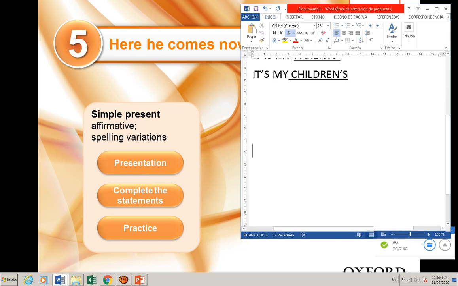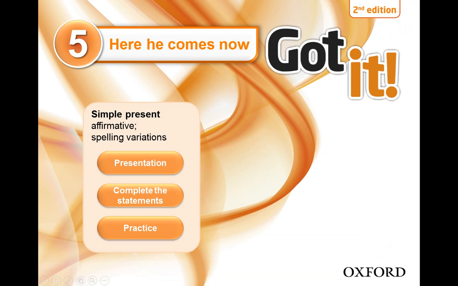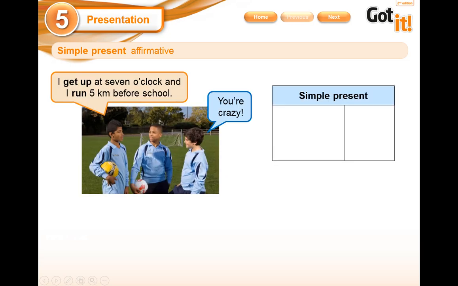So we are going to continue with simple present. Let's start first with a spelling variation that we should know about simple present. Okay. I get up at 7 o'clock and arrive 5 kilometers before school. You're crazy. Yes. 7 o'clock is too late. You must run at 6 or 5 o'clock.